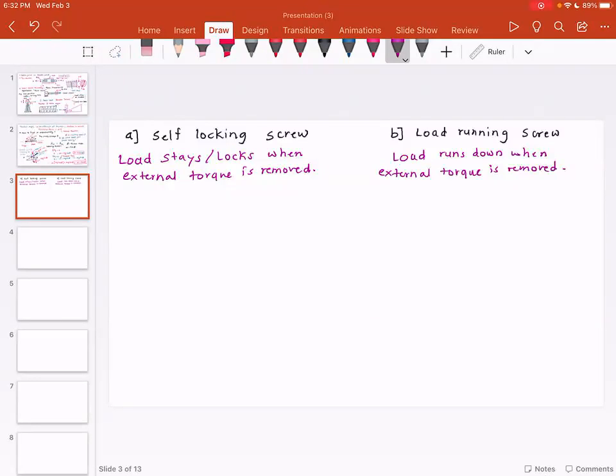And there are specific applications. You will see self-locking screws are very commonly used in screw jacks for raising loads, and load running screws are usually used in punch presses or brakes, self-excited brakes, wherein, say, in the case of power failure you don't want a lift or something to go down. So I'll give you a very simple example.